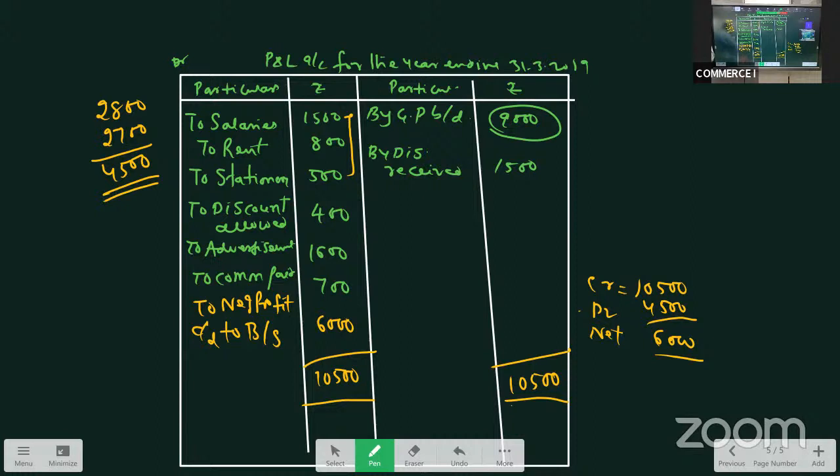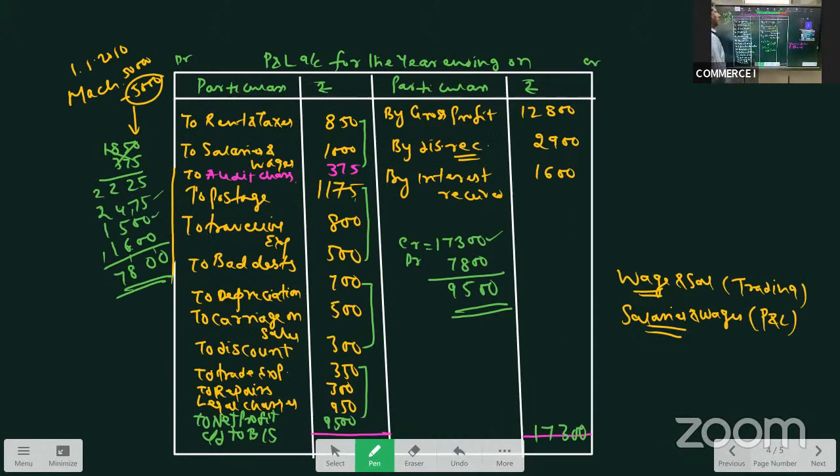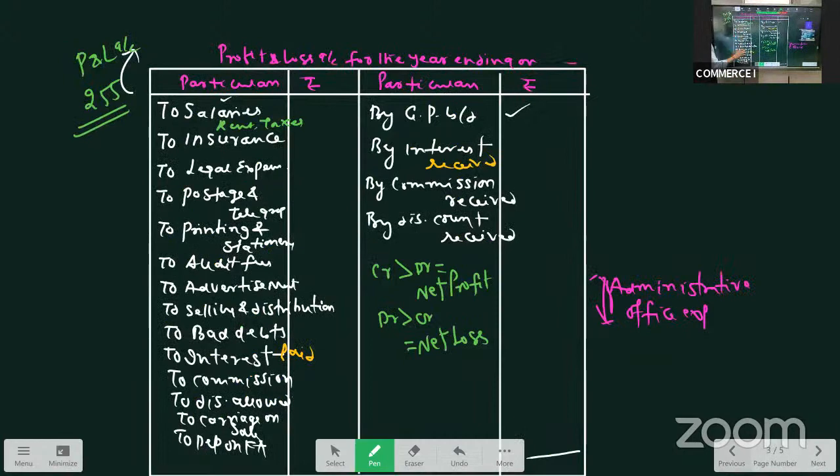Tomorrow, if you remember, yesterday we did problems on trading account. Today also we started with trading account. Then we went on to learn profit and loss account, once we saw the specimen format I have given. And we did 2-3 problems on these. Tomorrow, we'll slowly move towards preparing both the accounts simultaneously, that is, preparing trading account and profit and loss account simultaneously.